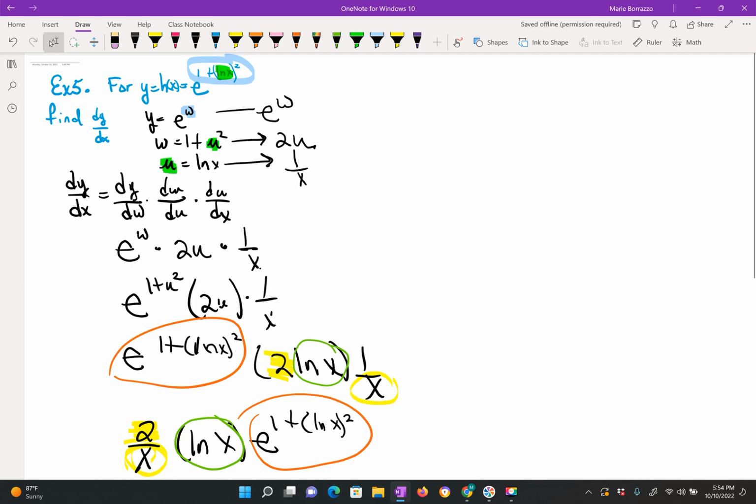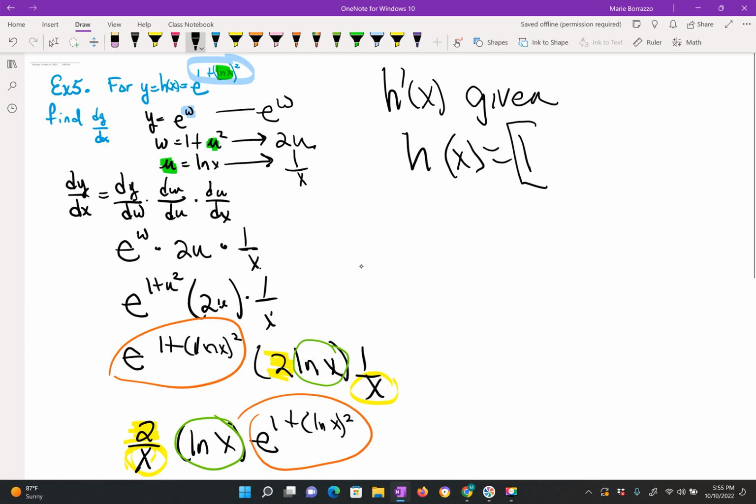All right, let's try an example. I'll leave this up here and see if you can guide yourself with the steps. So here's our function. We're going to find that first derivative given h of x is equal to natural log of 1 plus e to the x, to the third power. All right, give it a shot. Take a moment. See if you can walk yourself through these steps.